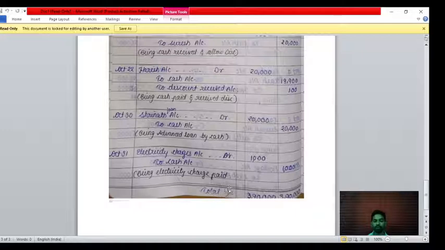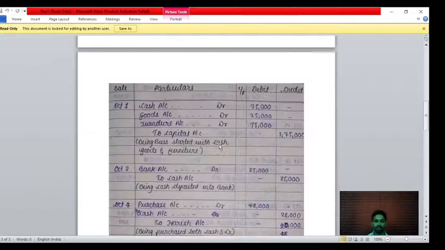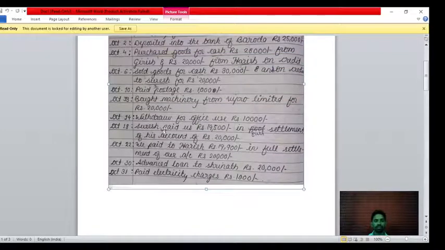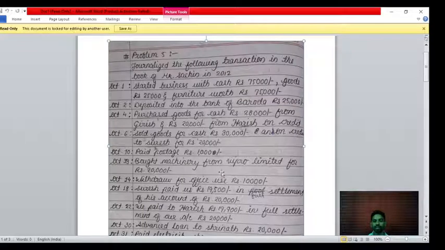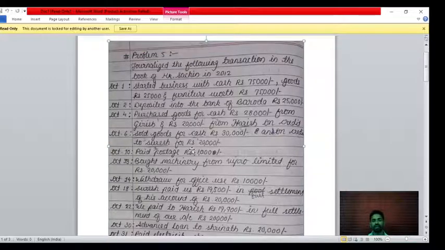Now all the transactions are passed, so we total the debit column and the credit column: 3,90,000 and 3,90,000. I hope you understand. Just concentrate on these two transactions, what happened on the 18th October and the 22nd October. This is a very important problem, and a problem like this will come in the exam. If you understand, it's good. If not, you can contact me and I will help you.